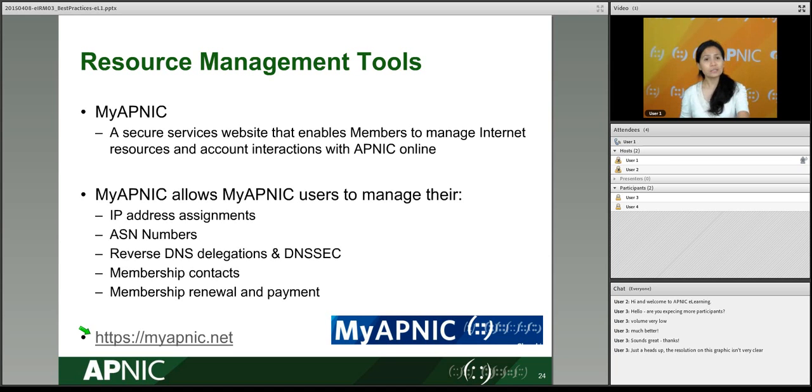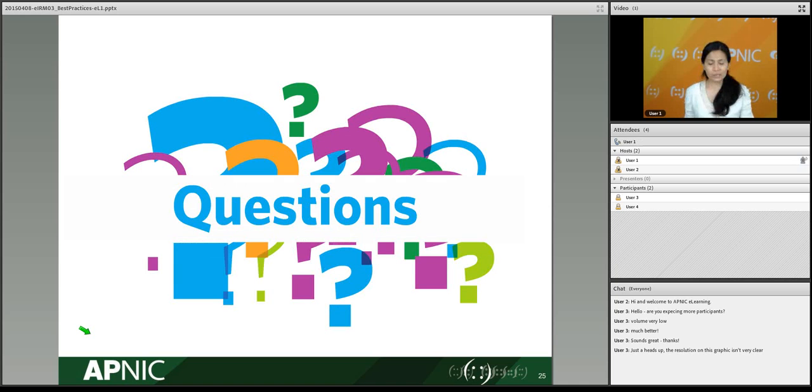So that's MyAPNIC. If you can, please log into that and try to look at your current resources. If you need to do sub-allocation, sub-delegation, you can pretty much do it through that. Okay? That's pretty much it. That's what I want to cover for this session.